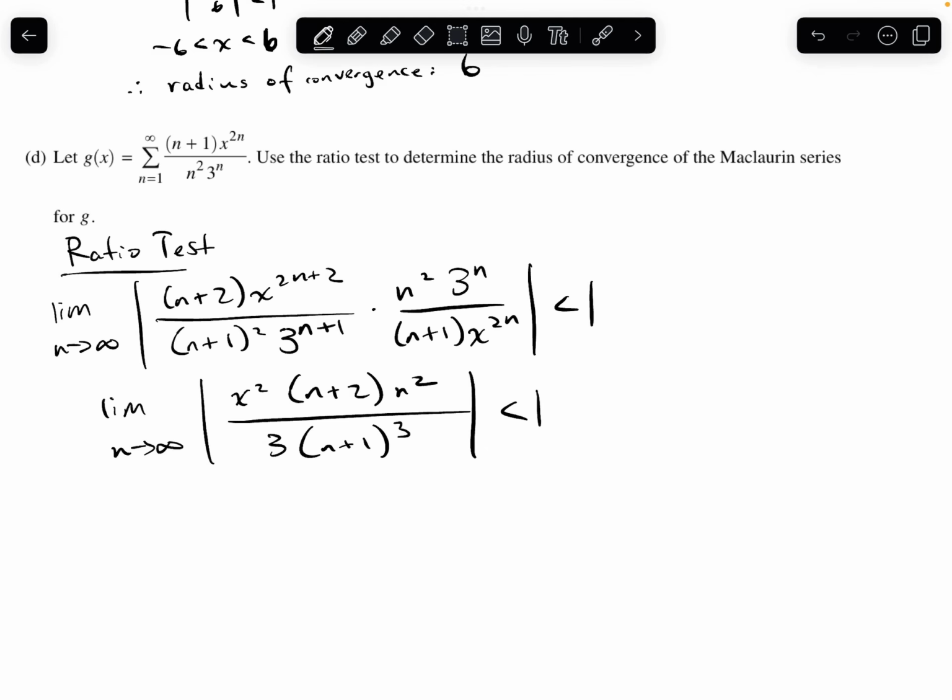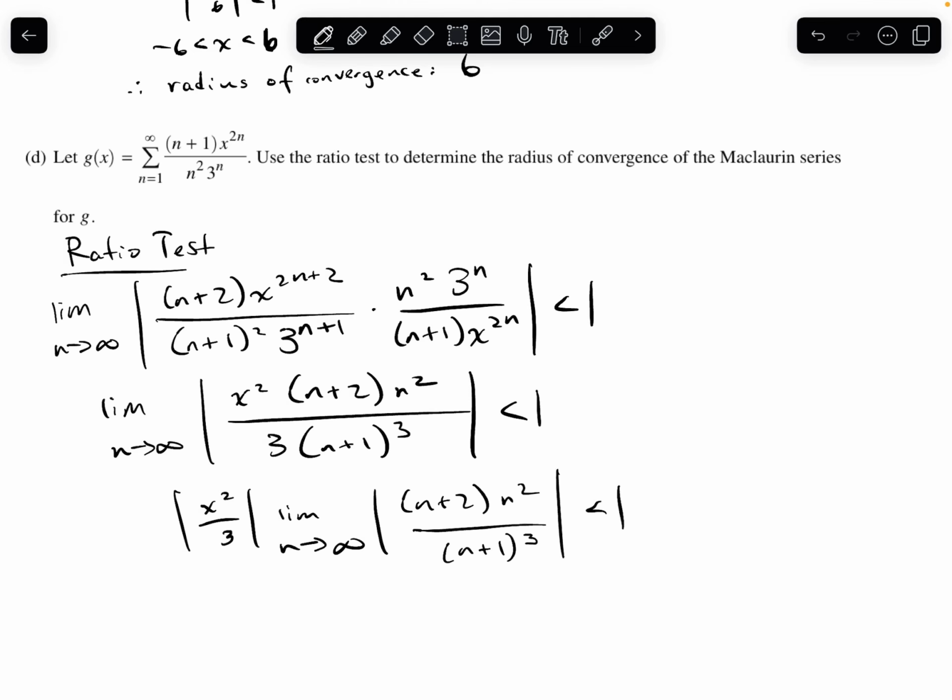Continuing on here, we can see again the limit for x squared over 3, the limit as n approaches infinity of (n plus 2) n squared over (n plus 1) cubed is 1. Same kind of deal as the previous problem. The highest degree n term in both the numerator and denominator is 3, and therefore the leading coefficients when we compare them is just 1. So all of this cleans up really nicely to the absolute value of x squared over 3 is less than 1, which we can write as the absolute value of x squared is less than 3.